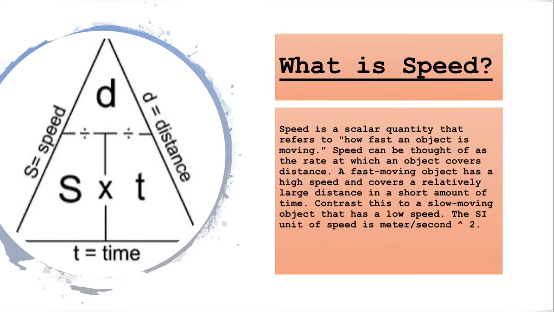The SI unit of speed is meter per second. The formula to calculate speed is distance divided by time. For finding the distance, you can multiply speed by time, and to find the time, you can divide distance by speed.